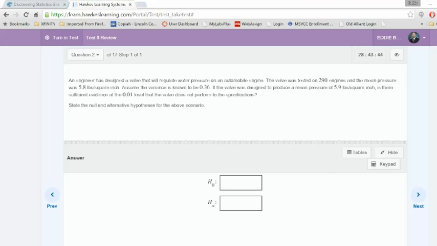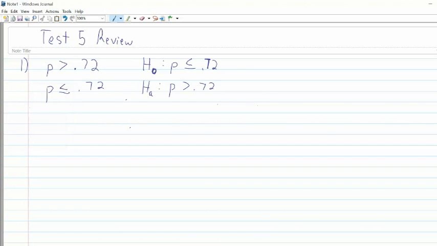So is not equal to. Here's the mean pressure, 5.9 is what the valve was designed to do. And we're trying to figure out if it does not perform to the specifications. So does not equal 5.9. That's how I interpret that. So mean, remember, that's mu, does not equal. Some of you may not have ever seen this symbol, equal to with a slash through it, does not equal. And then it was 5.9.